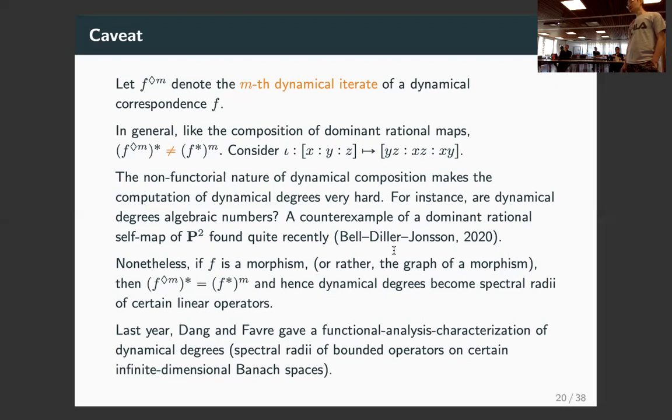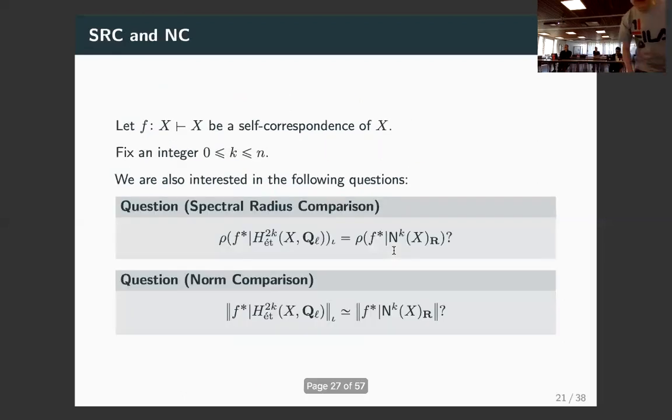So the dynamical degree in general may not be algebraic, but still we can consider certain cases. So they prove that for three-dimensional affine space, certain dominant rational maps do have algebraic dynamical degree. So I think on Friday, Beck will talk about this result, so we could see his result on Friday.